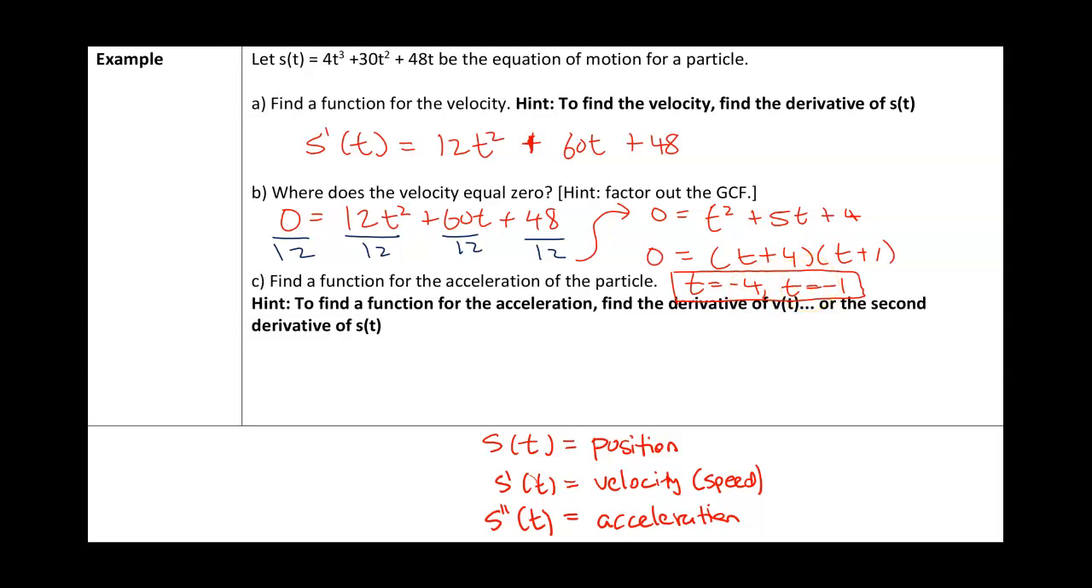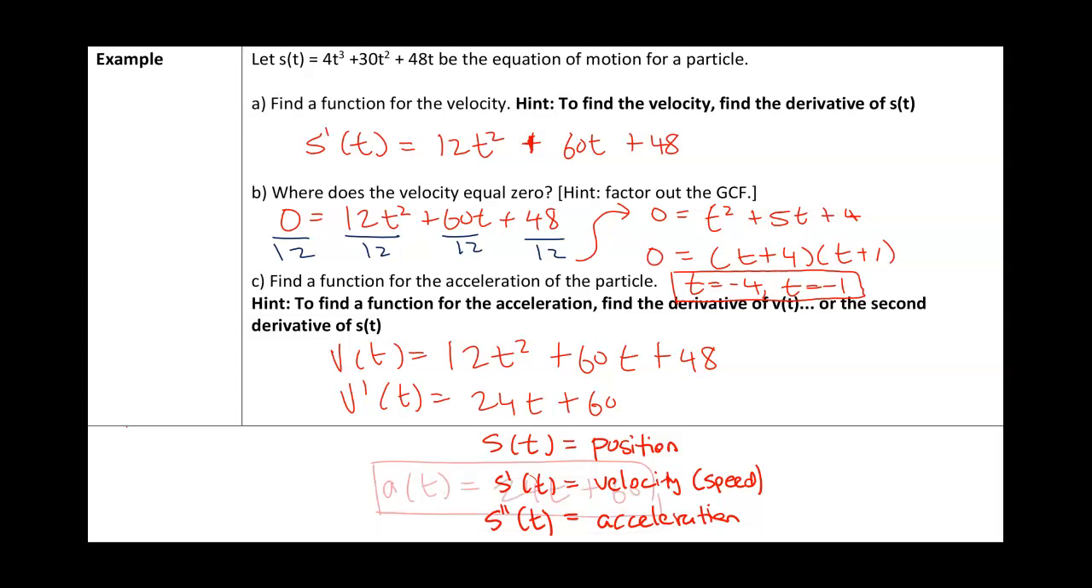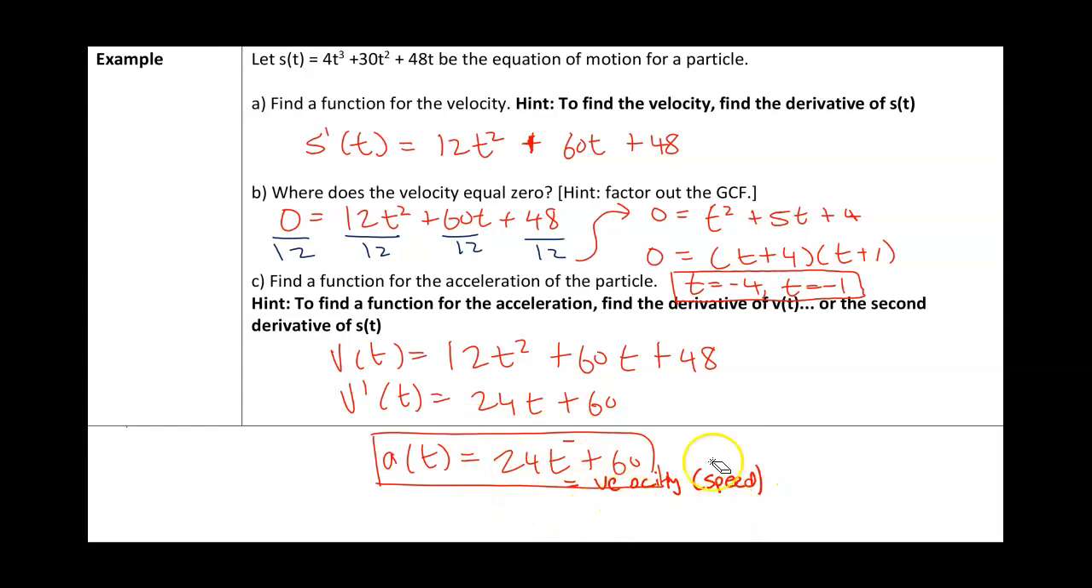The acceleration is the second derivative of the position function, or the first derivative of the velocity function. So we have our velocity. If I take the first derivative of that, that'll be 24t plus 60, and that's going to give us the acceleration. So our acceleration is going to be 24t plus 60. This did not involve the quotient rule, as we can see.